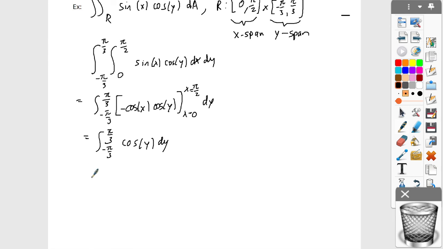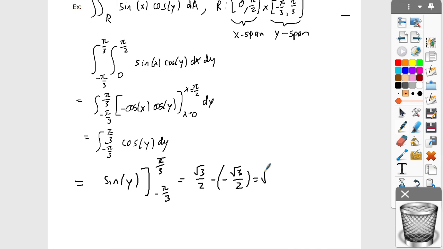And then this is equal to sine y from negative pi over 3 to pi over 3, which is equal to sine pi over 3 minus negative sine pi over 3. Sine of pi over 3 is what? Sine of pi over 3 is root 3 over 2, minus negative sine of negative pi over 3, negative root 3 over 2. So it's root 3. That should be the right answer.